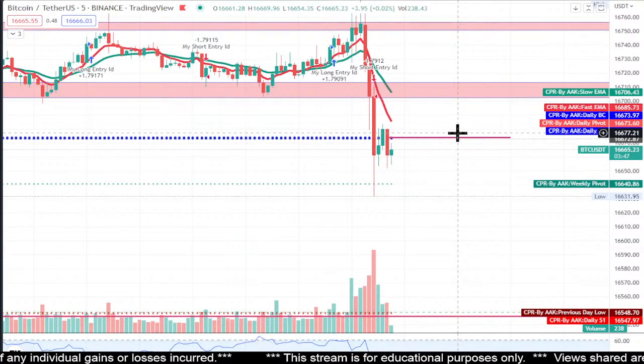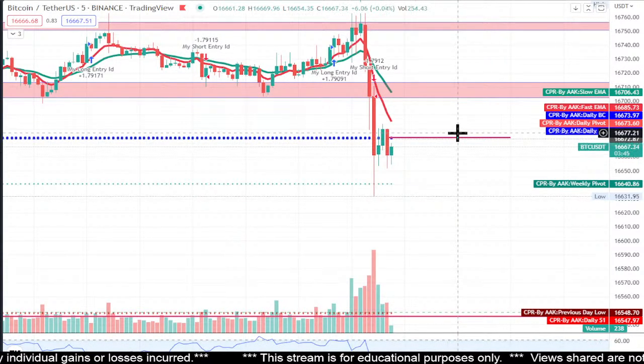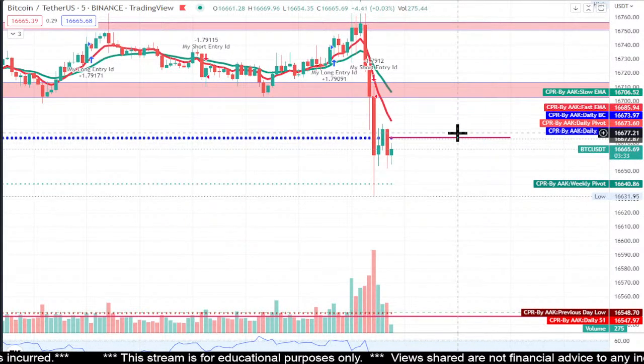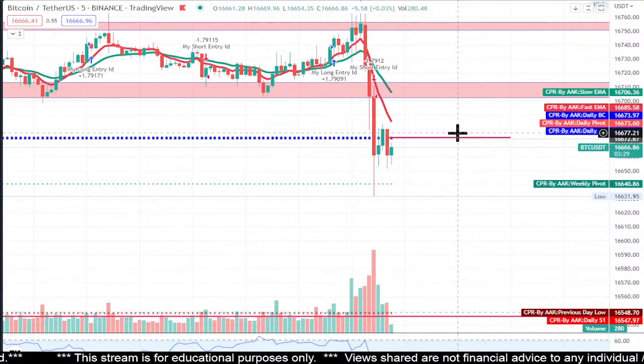What exactly is central pivot range? How exactly does it work? It is very simple. You can find a couple of videos on YouTube which will tell you what, how, and why it works. This is not actually software. This is just a tool which I'm using in TradingView. So talking about this particular tool, which is the CPR.